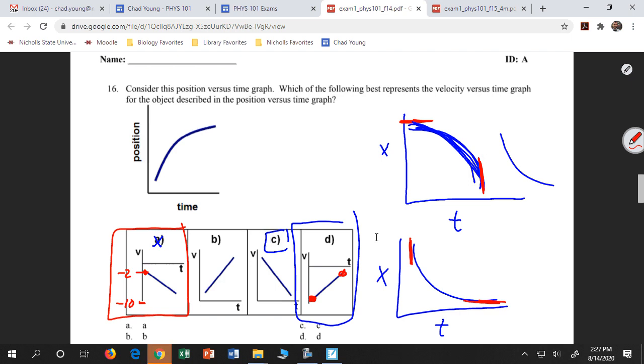You need to be able to see those, how to translate from position versus time to velocity versus time. And if you're not getting it right now, that's fine. It will click with you. I guarantee that it will click. Just keep looking at it, practicing them. Every test I have has questions like this, so keep practicing that, and it will click for you.